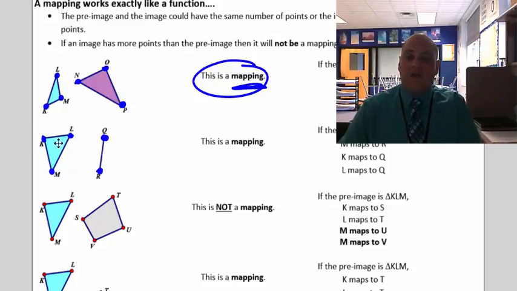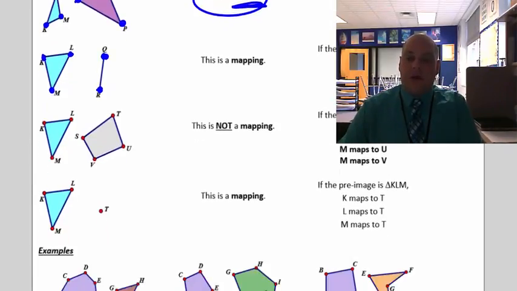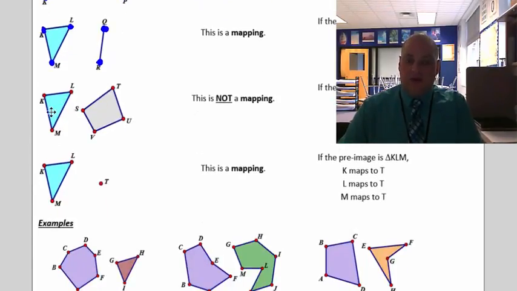It doesn't matter if you have less ones over here, it's okay. But see, look at this third example right here. Let's try it. So K maps to S. All right. L maps to T. M maps to U. But then nothing mapped to V. So M would also have to map to V. So M goes to U and M also goes to V.